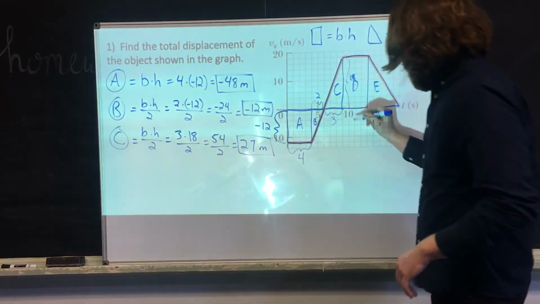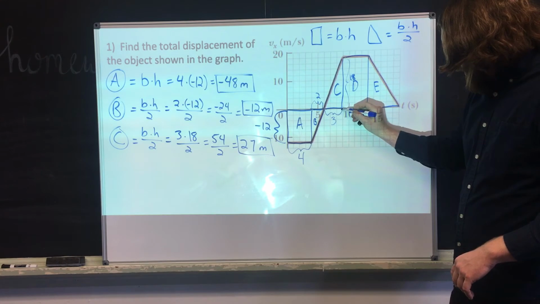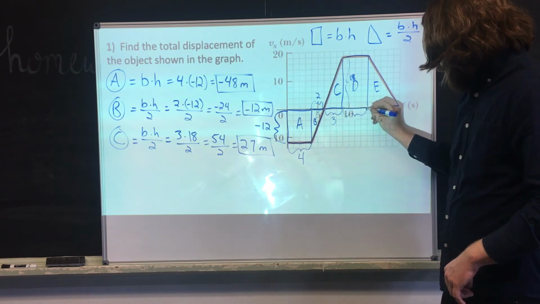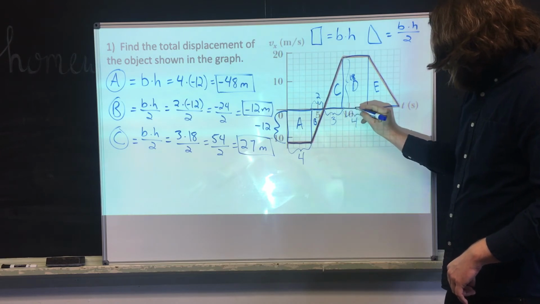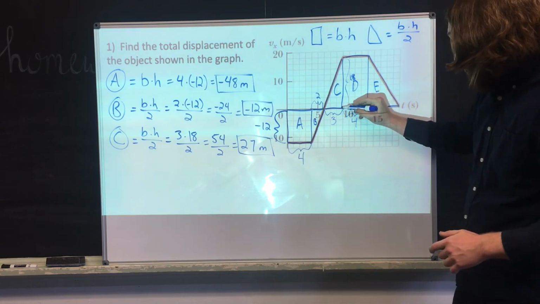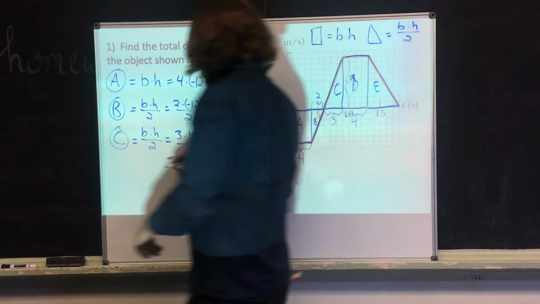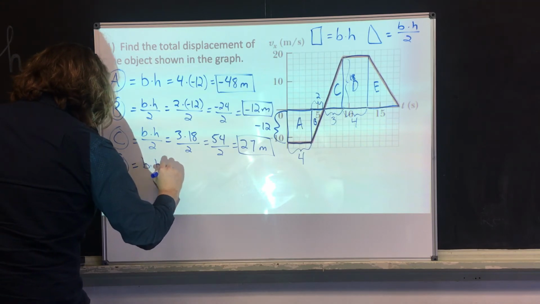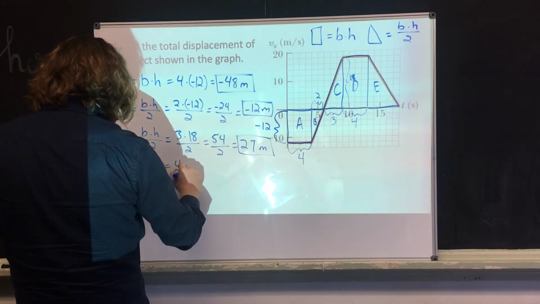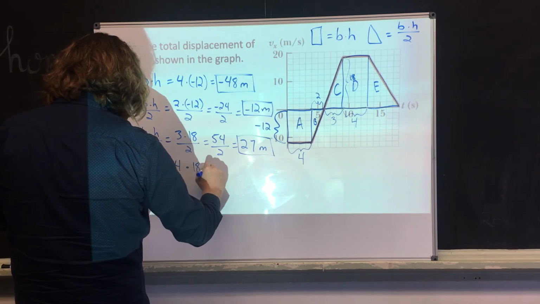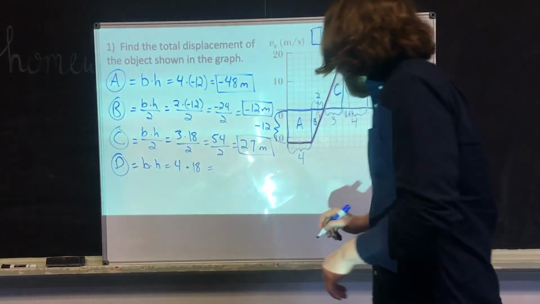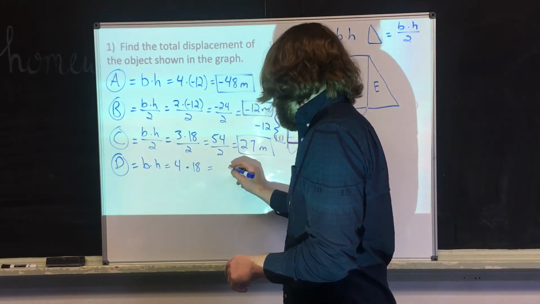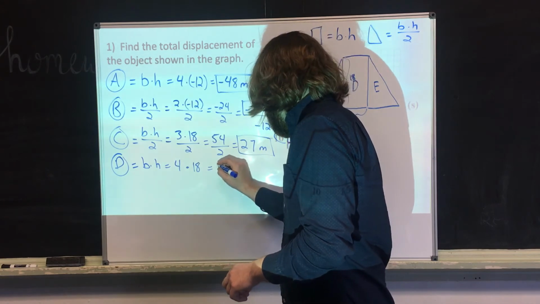All right, up next, we got D. D moves from 9 to 13. 13 minus 9 is 4. 1, 2, 3, 4. Yep. And our height still goes from 0 up to 18. So we got a rectangle, which is just base times height. So again, our base is 4 times our height, which is 18. And 4 times 18 gives me 72.